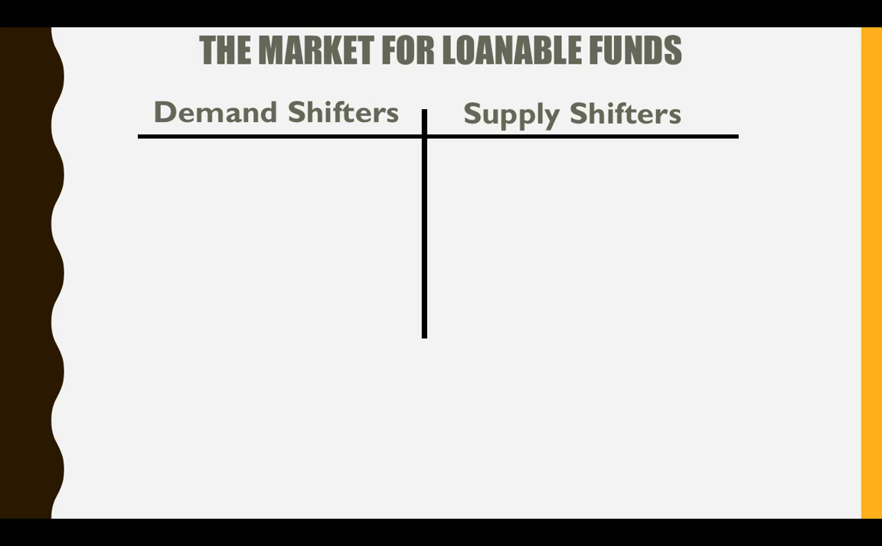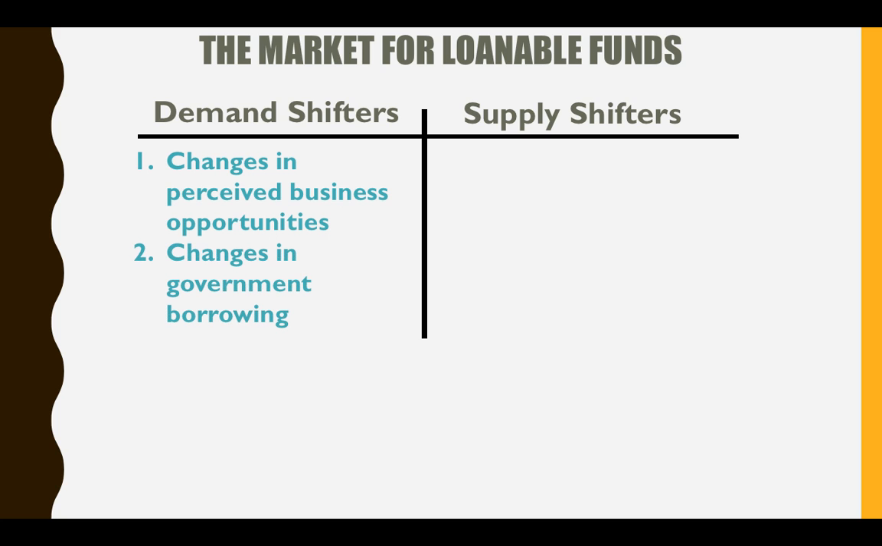So let's look at what shifts each of the curves in the loanable funds market. First, demand. Well, changes in perceived business opportunities. If I think that I have a great business opportunity that's going to make me a lot of money, I'm going to demand more loanable funds. If I think my chances are not very good or something bad's happening, I'm going to demand less. Changes in government borrowing, right? As I said, deficit spending. That will cause governments to borrow money. If a government were to run a budget surplus, that would decrease the demand for loanable funds because they have extra money. There's no need to borrow it if they have it on hand.